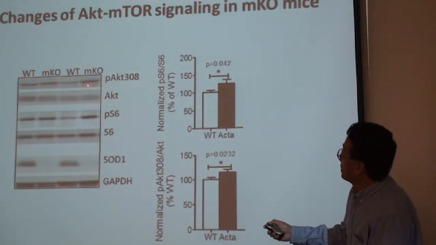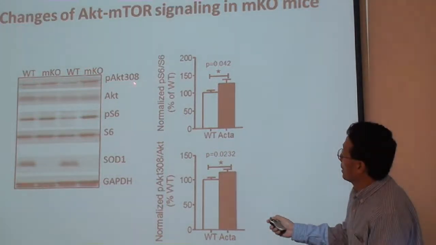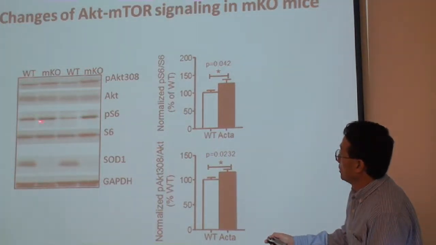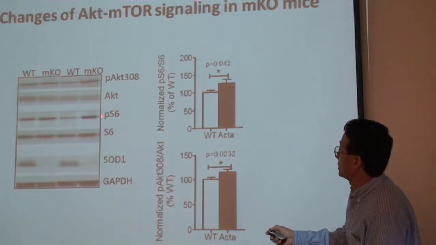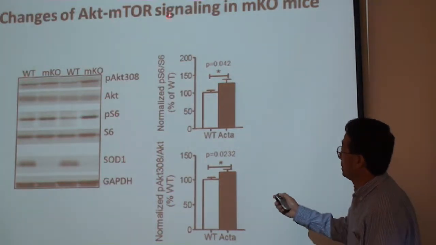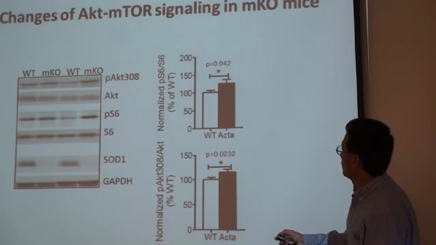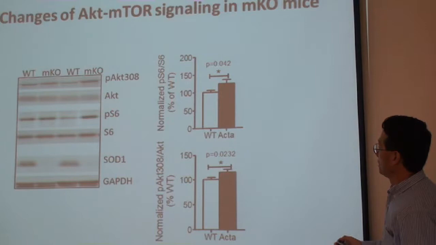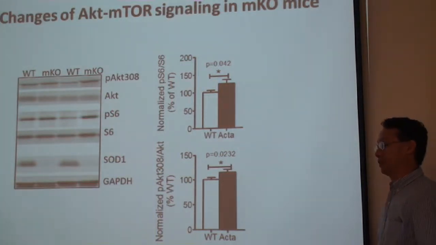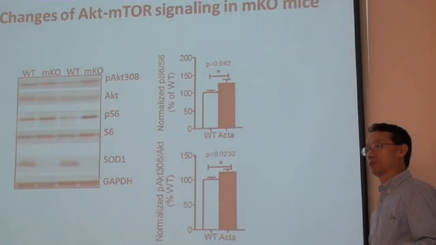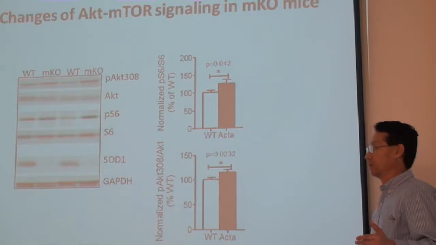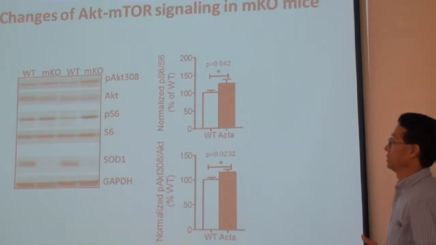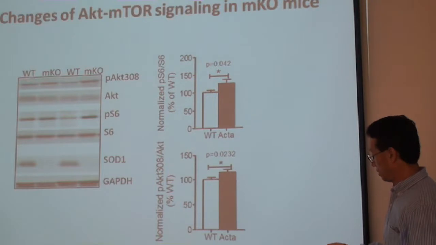In the knockout mouse, you'll see there's an increase of the AKT phosphorylation, and also an increase of the S6 phosphorylation, both of them involved in the AKT mTOR signaling. Here shows the quantification of the Western blot. So it indicates the loss of SOD1 in muscle leads to an increase of the growth signaling. So that's maybe part of the reason why the muscle in the SOD1 muscle-specific knockout mouse increased rather than decreased.